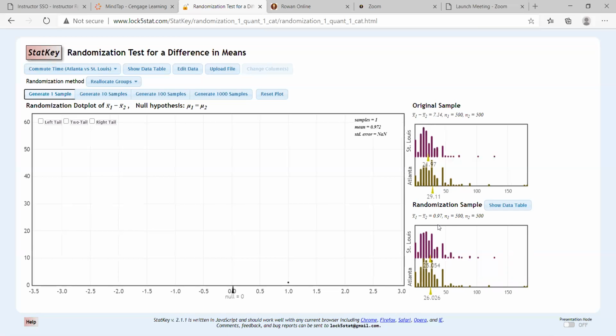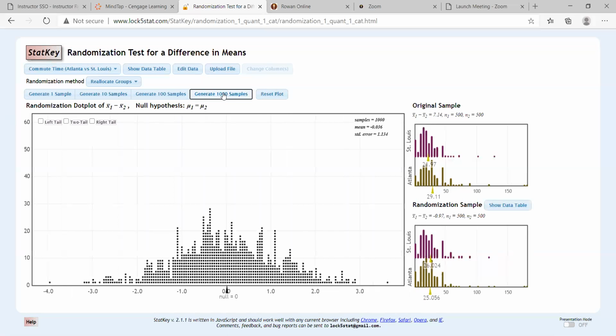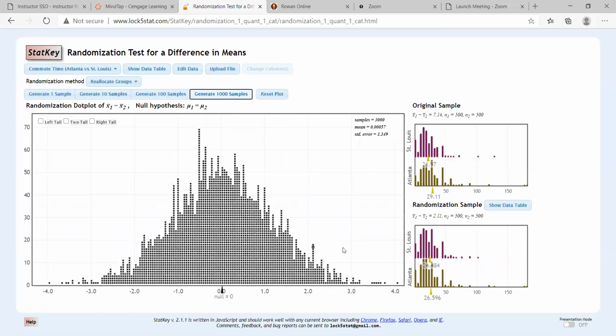So whenever we do these samples, what's going to be plotted is the difference between the two means. That's what's going to be plotted over here. So let's plot 3,000 randomization samples. What's plotted along this axis is the difference between Atlanta and St. Louis average commute times.